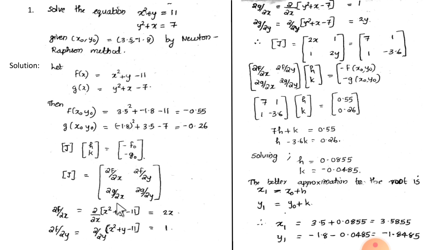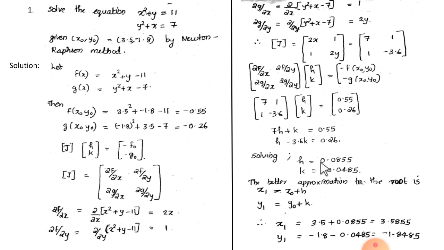Now you have to find the values of dou F by dou X, dou F by dou Y, dou G by dou X and dou G by dou Y. Then you have to substitute the values of these in the J matrix here. X is the initial approximation x0, so 2x into 3.5 you will get 7, and 2 into minus 1.8 you will get minus 3.6. You will get the J matrix. Now substitute these values here, and minus f of x0, y0 and g of x0, y0 have been found earlier. Substitute the values, then solve for h and k.